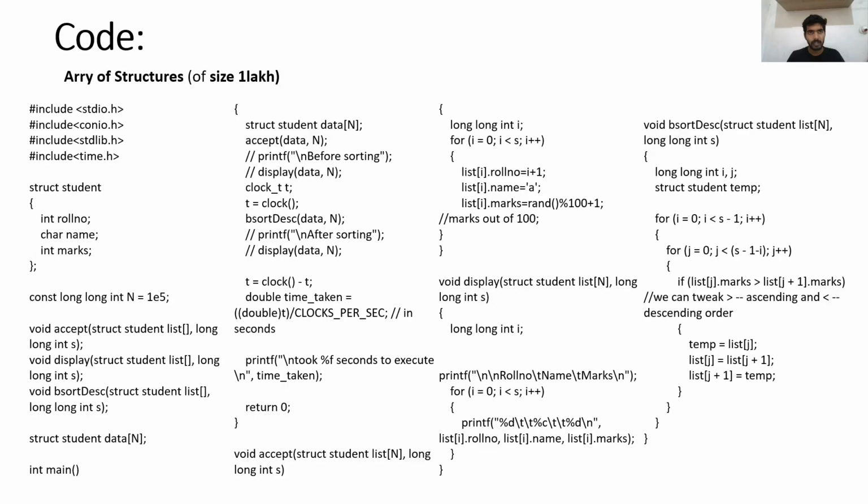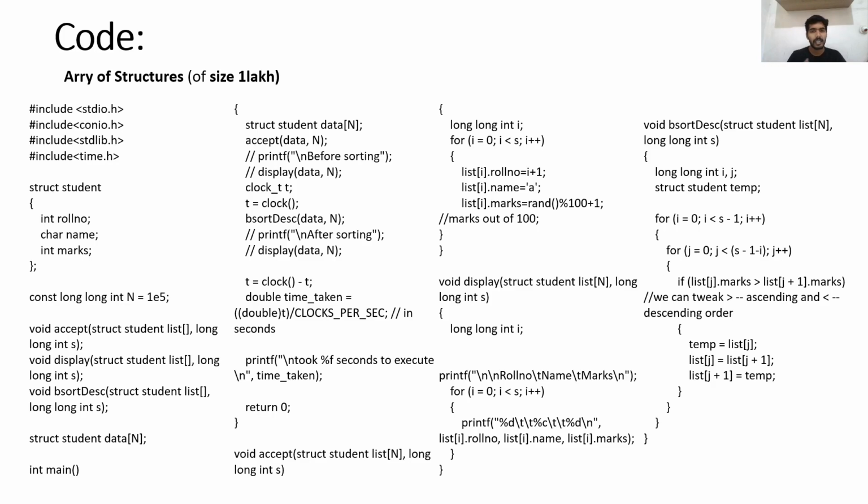For the array of structures, I have used the struct keyword and then defined all those structures. I have three attributes, or three members, in the structure: roll number, name, and marks. After that, I have created the array globally, that is outside of the main, with a size of 10 to the power 5, that is 1 lakh.